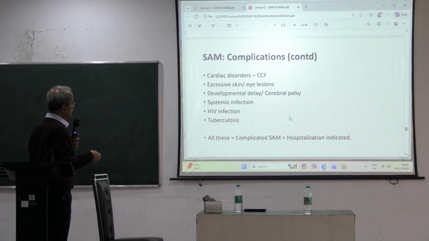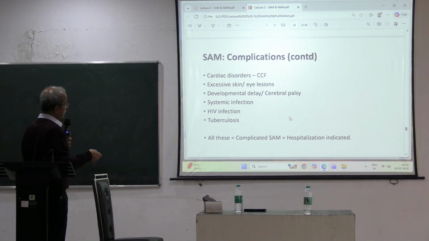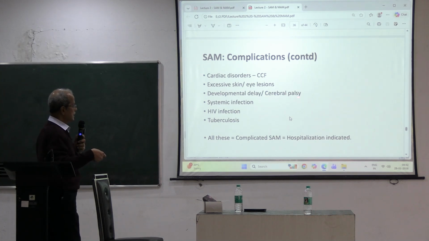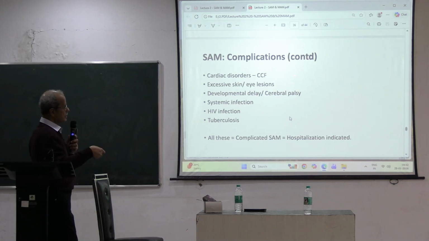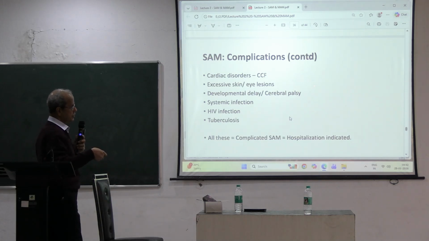Okay. Cardiac disorders like congestive cardiac failure, excessive skin and eye lesions, developmental delay or cerebral palsy. The child might get some sort of infection and cerebral palsy. Systemic infection, HIV infection, tuberculosis. They are very often associated with severe acute malnutrition.